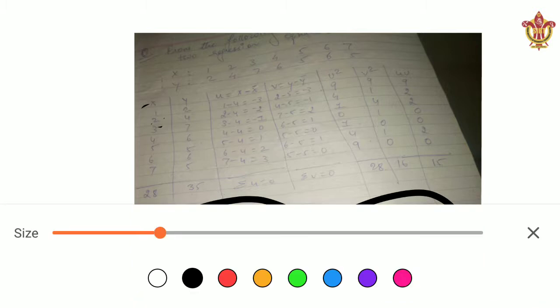And in the last step, we need to calculate u into v. The first value of u is minus 3, and it is multiplied by minus 3, because the value of v is also minus 3. Minus 3 into minus 3 will be equal to plus 9. Similarly, minus 2 into minus 1 will be equal to plus 2. Minus 1 into 2 equals minus 2, and so on. So we need to calculate uv in this manner, and in the last step we need to do its summation.